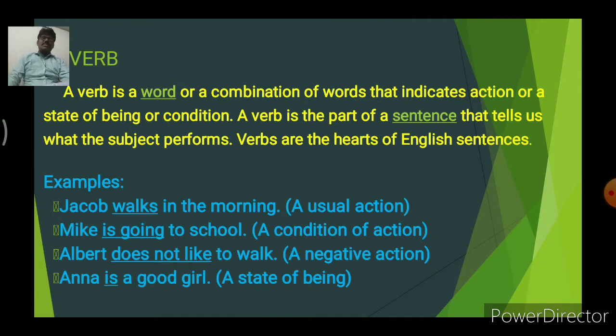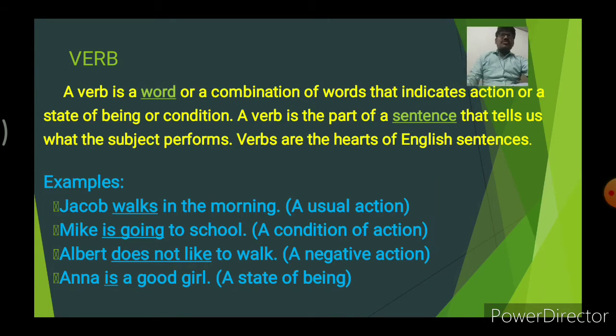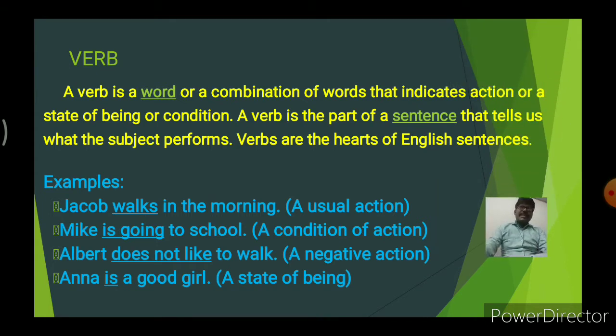See here, a verb is a word or combination of words that indicates action or a state of being or condition. A verb is the part of a sentence that tells us what the subject performs. Verbs are the hearts of English sentences. Examples, see their examples.